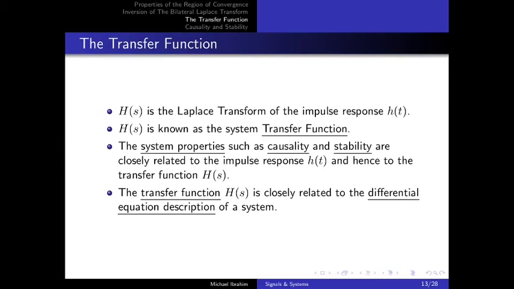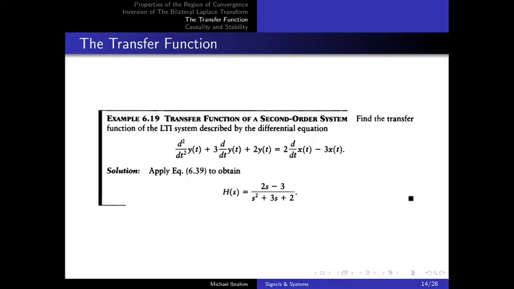Therefore, we can start with an LTI system described by a differential equation. Applying the properties of the Laplace transform, we can transform this differential equation into an equation in s, with s squared, s cubed and so on, from which we can get H(s), then H(t), and learn about system properties such as causality and stability. So let's see this example we have.